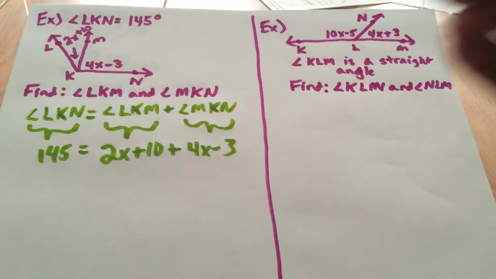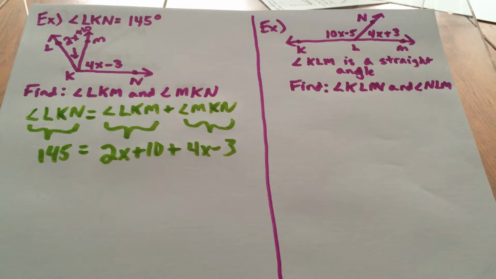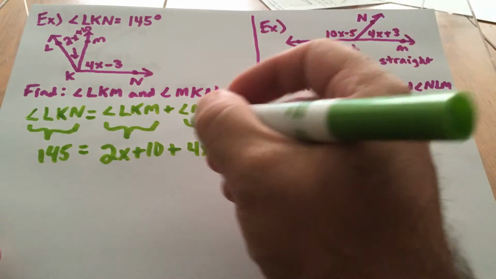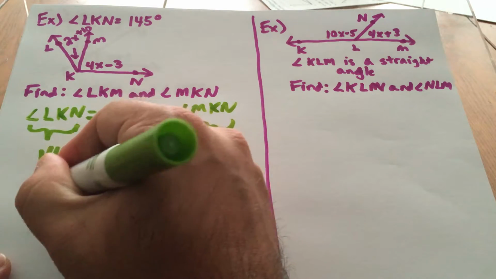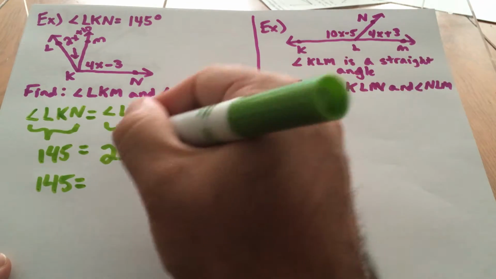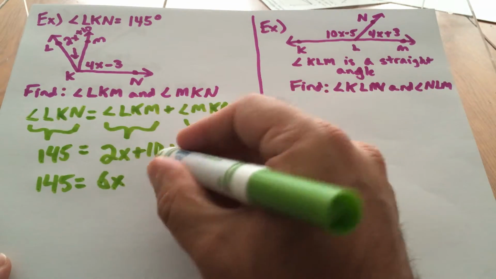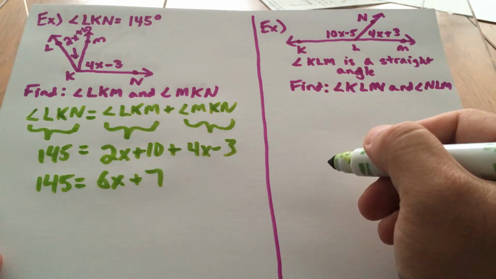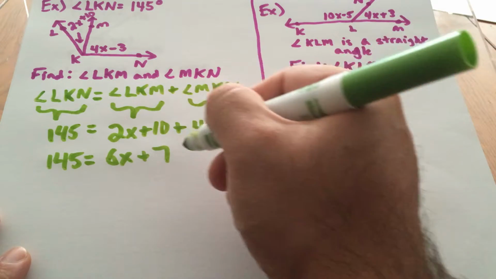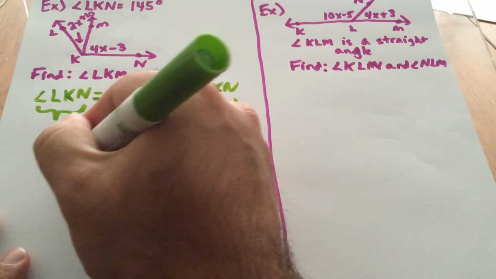All right, so now what we've got is a multi-step equation. If we combine like terms and solve for x, we'll get a value for x. So combine like terms, 2x plus 4x is equal to 6x, so that's 6x. And then 10 minus 3 is equal to 7. So what we got then is we continue to solve this equation. We'll subtract 7 from both sides.